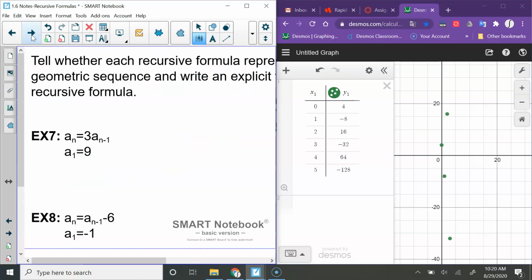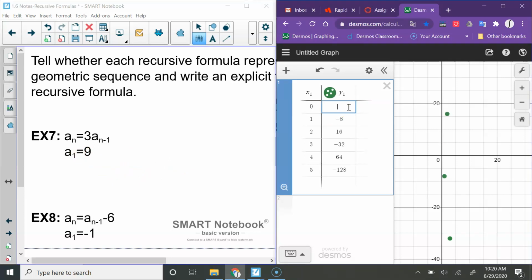All right, let's try a couple more of these. So here we've got a sub n equals 3 a sub n minus 1, and then a sub 1 equals 9. So this problem is going to be a little bit different than the last one because we're given a sub 1, not a sub 0. So let's just think about what this graph would look like. All right, I do not know a sub 0. I do know a sub 1, which is 9. And then to get the next number, I have to do 3 times 9. So 3 times 9 would give me 27.